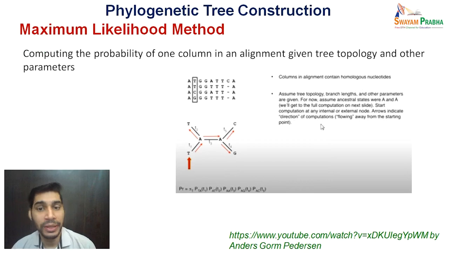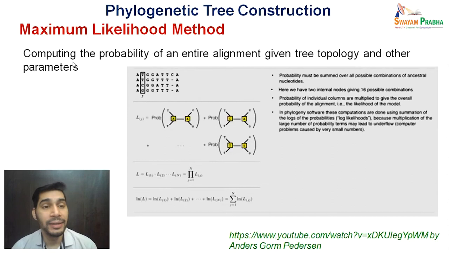So this is T, which is present in this first, then T, C, and G. So the probability is T to A, A to T, A to A, A to C, or A to G. These kinds of possibilities are there. So if you have to calculate the total probability, you need to calculate the probability of T to A, that is T1 here, the probability of A to T, that is T2 here, the probability of A to A, which is T3, T4, and T5, and so on.